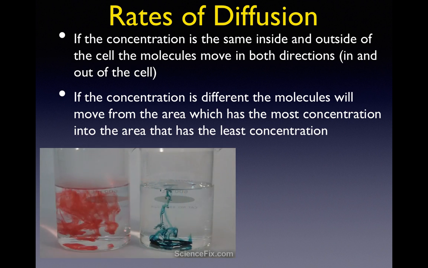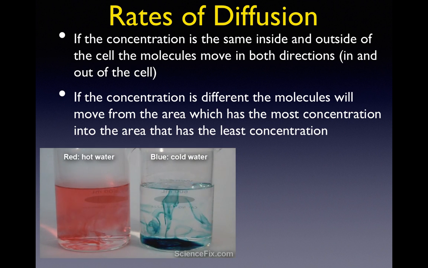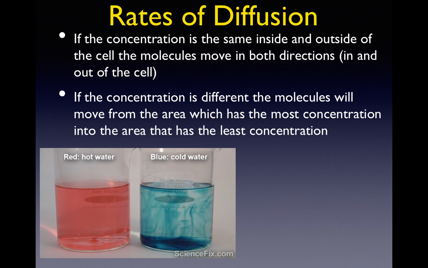In the beaker to the left is hot tap water, and the beaker on the right is cold tap water. You can see how temperature affects the rate of diffusion. With higher temperatures, the rate of diffusion is higher, and with lower temperatures, the rate of diffusion is lower. The reason it's higher at hotter temperatures is because molecules move faster.